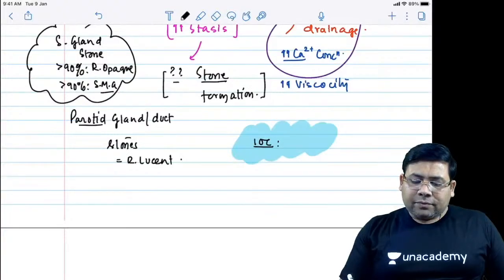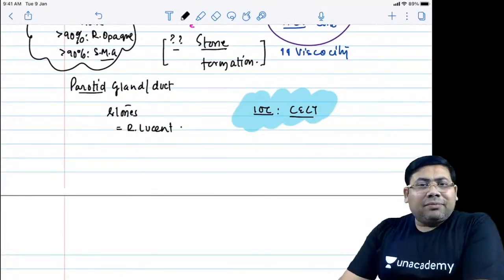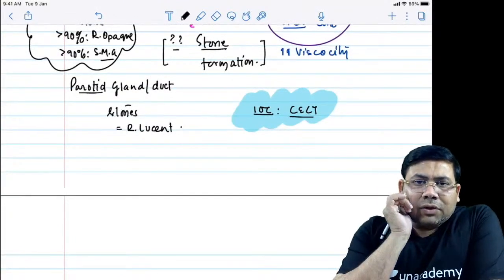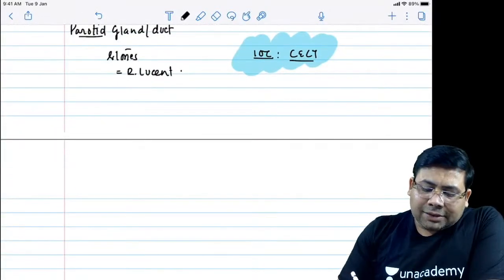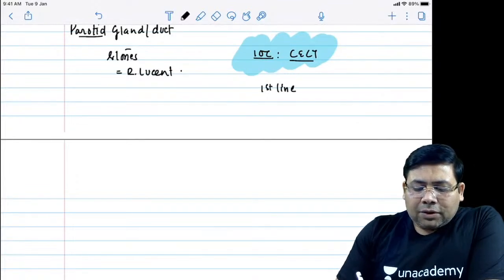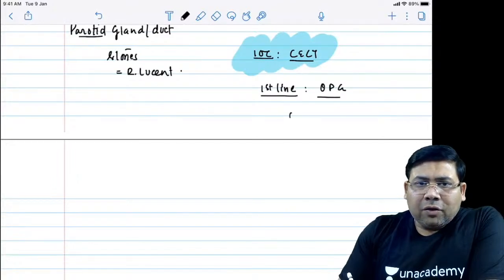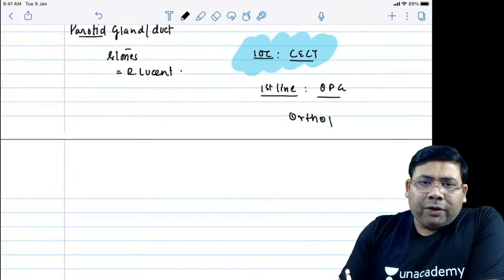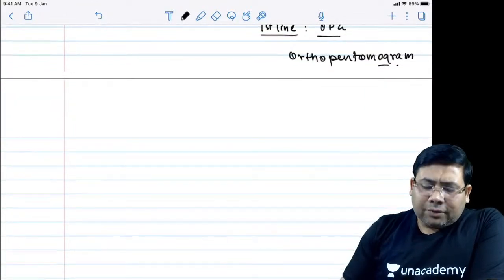Investigation of choice is a CCT. You can also go for an NCCT, but CCT is preferred. But the first line is actually OPG. What is OPG? Orthopantomogram. This is the next very important thing.